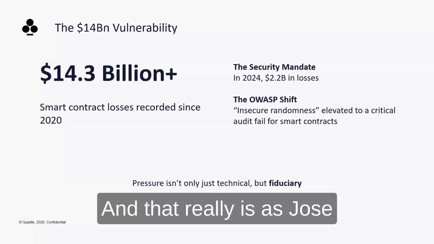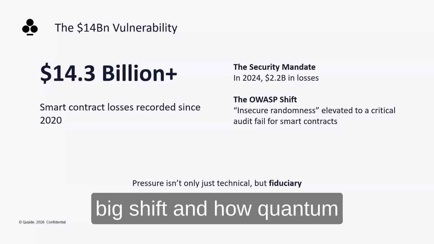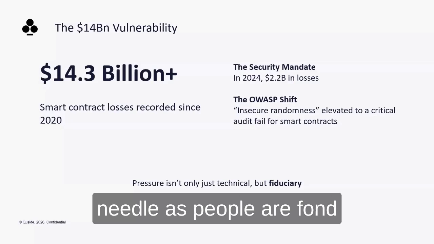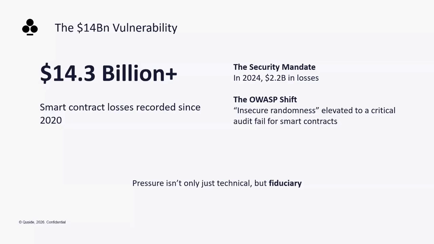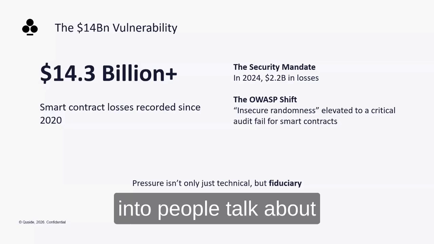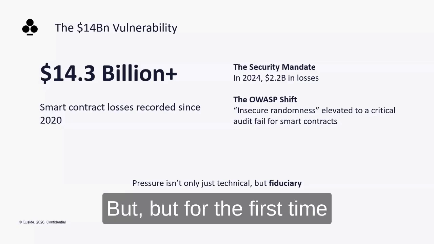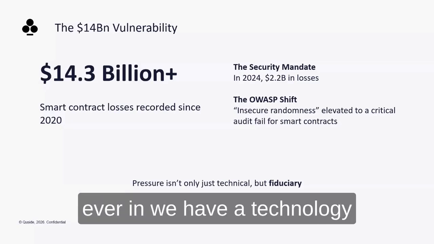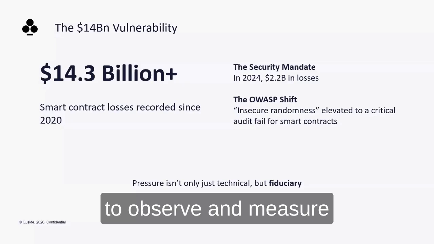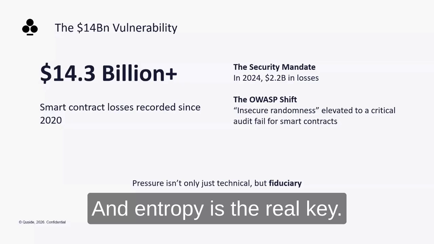And that really is, as José said, where we see the big shift and how quantum technologies are starting to move the needle, as people are fond of saying. This is no longer you need to trust it. We're now moving into, people talk about zero trust networks. We talk about don't trust anything. But for the first time ever, we have a technology that will allow you to observe and measure how good your entropy is. And entropy is the real key.